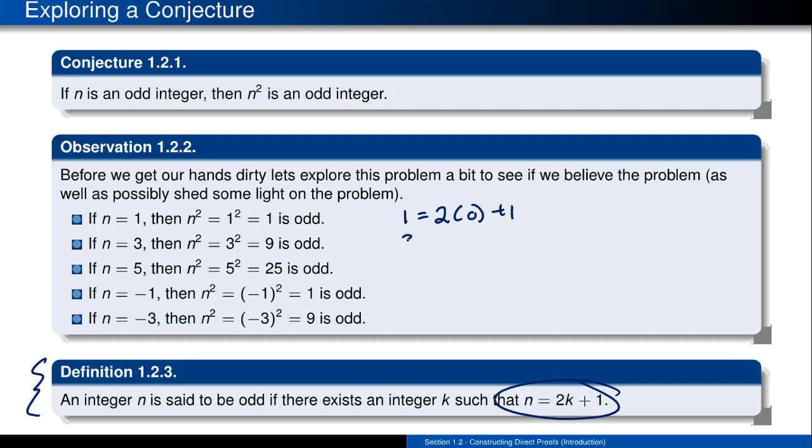Next up is going to be the number 3. Well, I know that 3 is just 1 more than 2, so I'm going to take 2 plus 1, and that's going to become my 3. Next, I have the number 5.